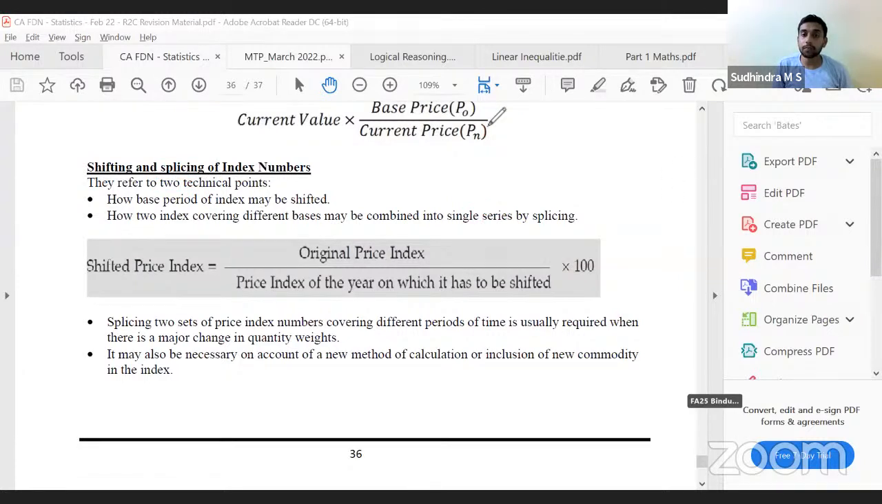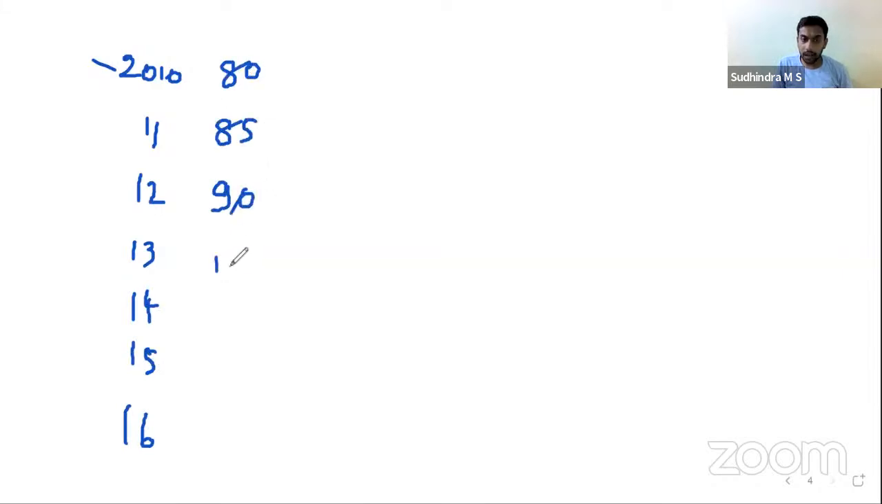In case of shifting, we'll check. So we have 2010, 11, 12, 13, 14, 15, 16. Prices are 80, 85, 90, 100, 120, 125, and 140. So the base year index would be 100. Correct. What would be the index number for the second year? It is 106.25.